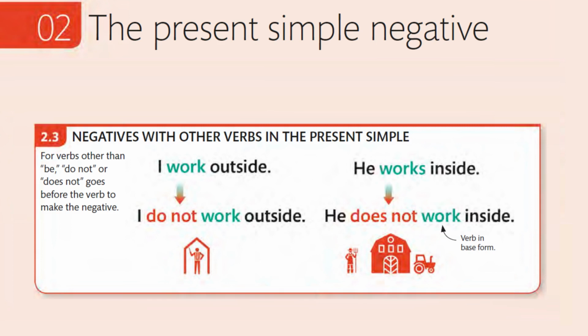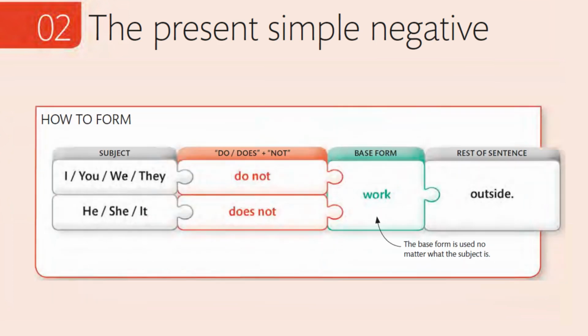Verb in base form. How to form. I, you, we, they: do not work outside. He, she, it: does not work outside. The base form is used no matter what the subject is.